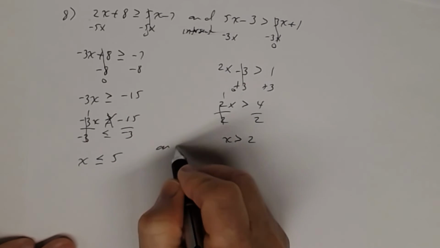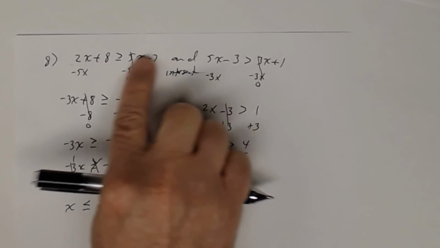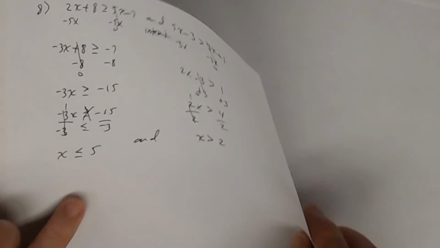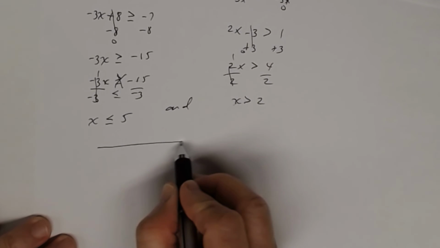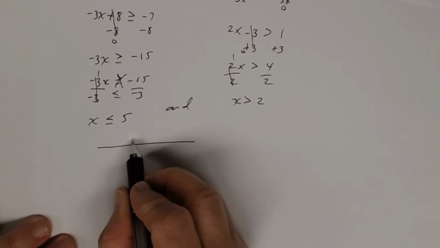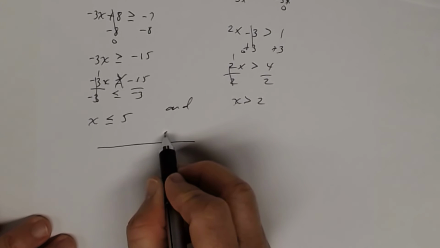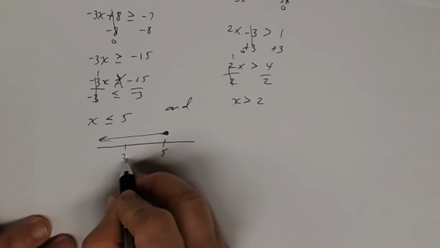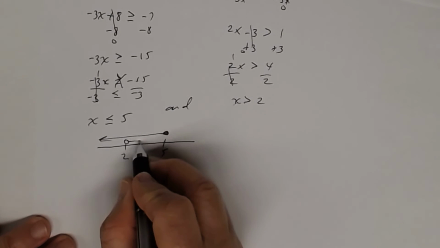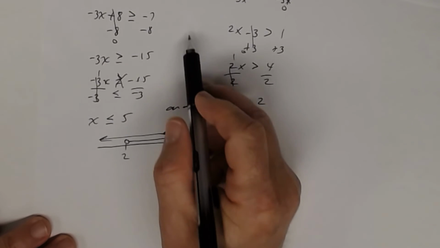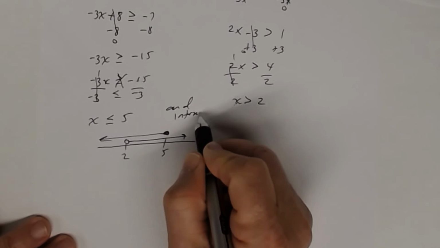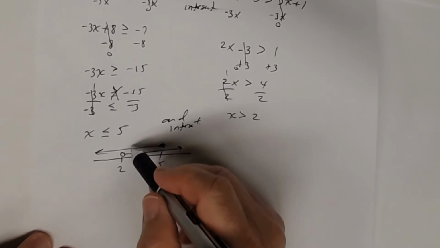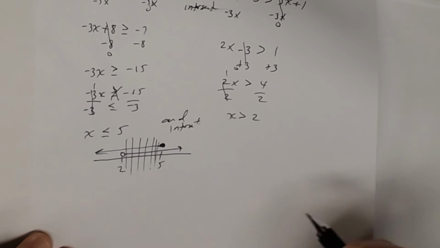All right, so remember, that's an AND statement. So the solution to this compound inequality would be where these two overlap. These two inequalities overlap. So let's look at each one individually. So here's 5, less than or equal to, so closed circle going to the left. Here is 2, open circle going to the right. And this is an AND statement. Remember, AND means intersection. Intersection. So the solution to this compound inequality with the word AND would be where those two graphs overlap.